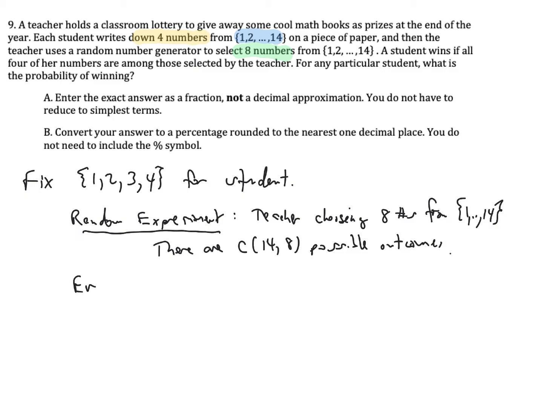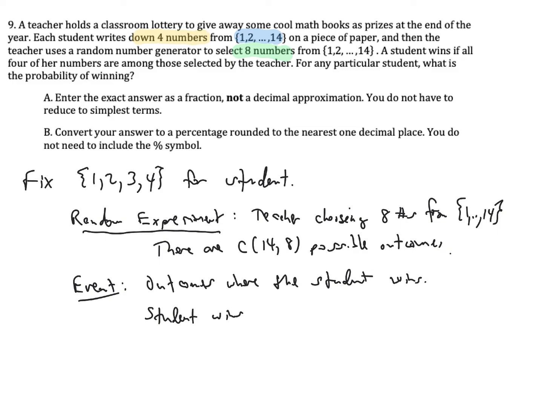The event, the thing we're interested in happening, is the student winning. So the event is the set of all outcomes where the student wins. So remember, the thing the teacher is picking is 8 numbers. We want to know which of those 8 element subsets of 1 to 14 has the student winning. So the student wins if the outcome looks like this.